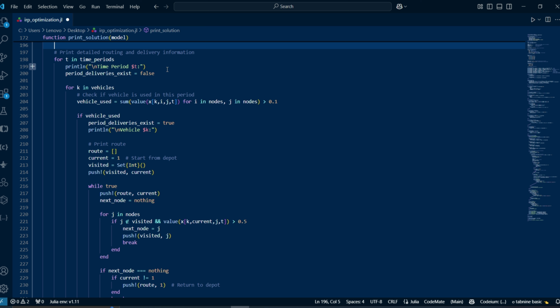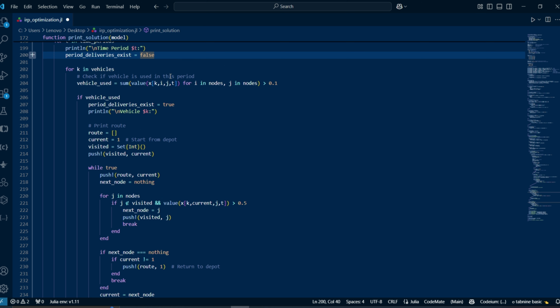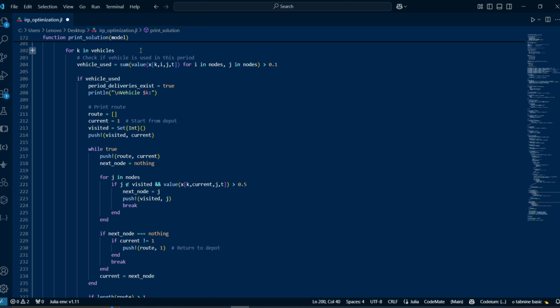We start by iterating through the specified time periods. For each time period, we print the header and introduce a Boolean flag called period deliveries exist to track whether deliveries occur in that time frame. For each vehicle, the code checks whether it is active in the given period by calculating the sum of route variables, I mean x, k, i, j, t. If the vehicle is indeed active, we set period deliveries exist to true and proceed to generate its operational details.